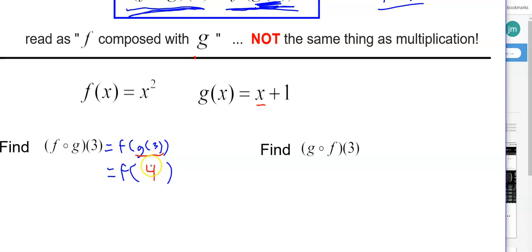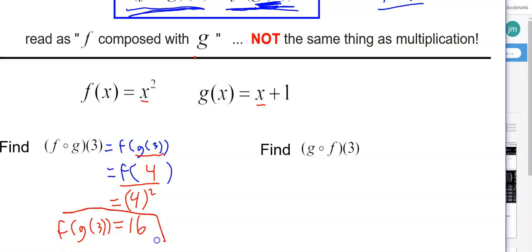Now, that's my halfway answer, but it's not my all the way answer. So I've done the inside portion. Now I need to do the outside portion. So f of x, f of 4. So now everywhere there's an x in f, I'm going to plug in a 4. So this would be 4 squared. Plug in with parentheses, and you get 16. So f of g of 3, that is our answer. F of g of 3 is equal to 16.